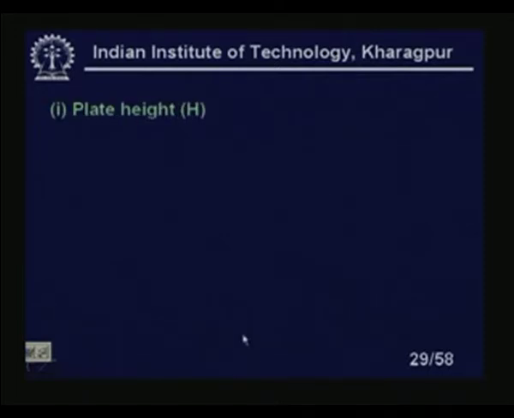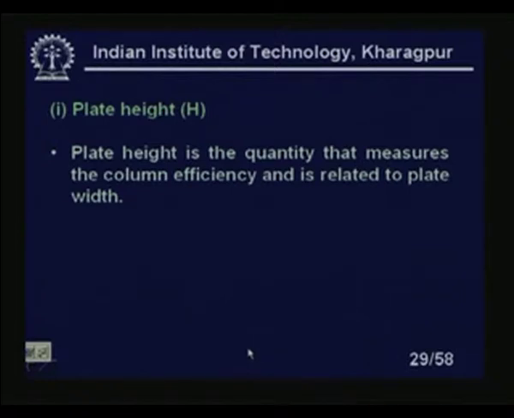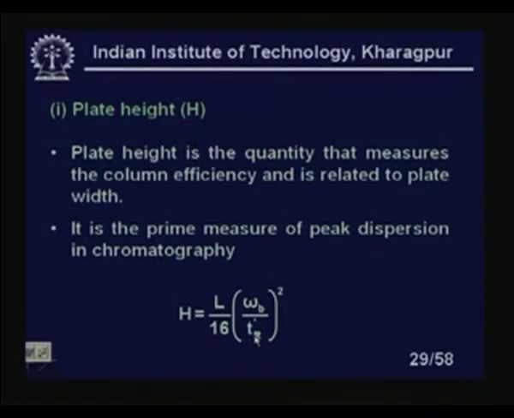Plate height is another parameter we will include here. Plate height is the quantity that measures the column efficiency and is related to the plate width. We will show what the plate height and plate width are. It is a prime measure of peak dispersion in chromatography, which is given by H equal to L by 16, omega B upon T R dash, whole square.